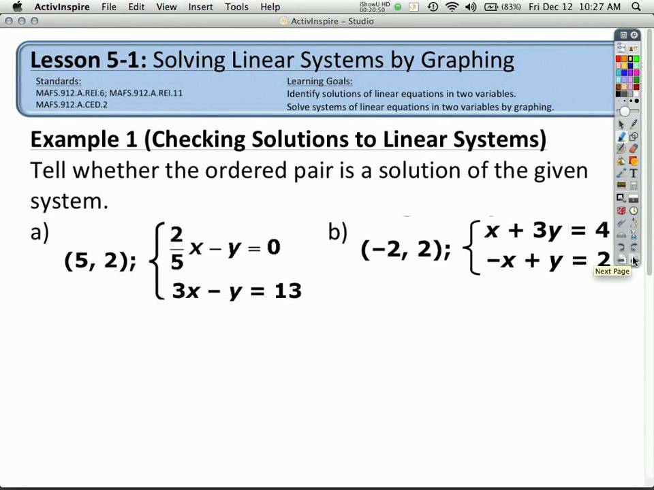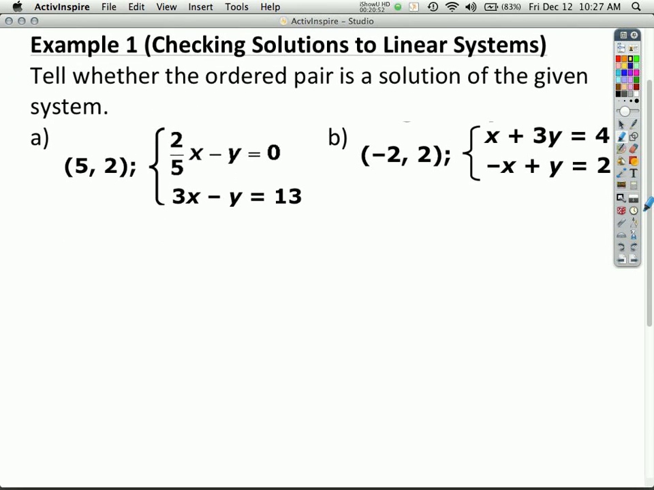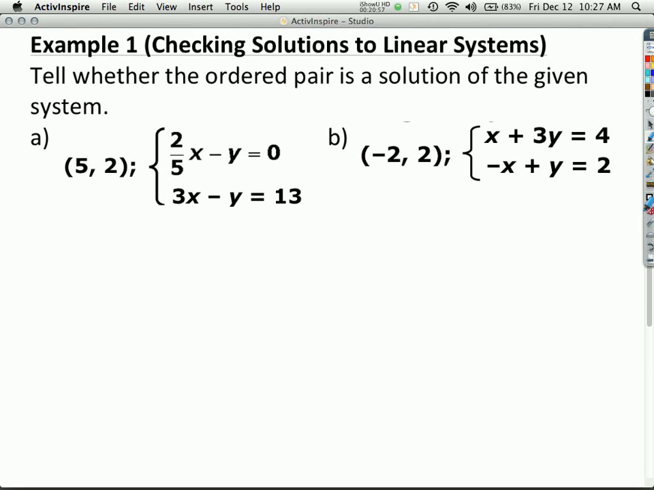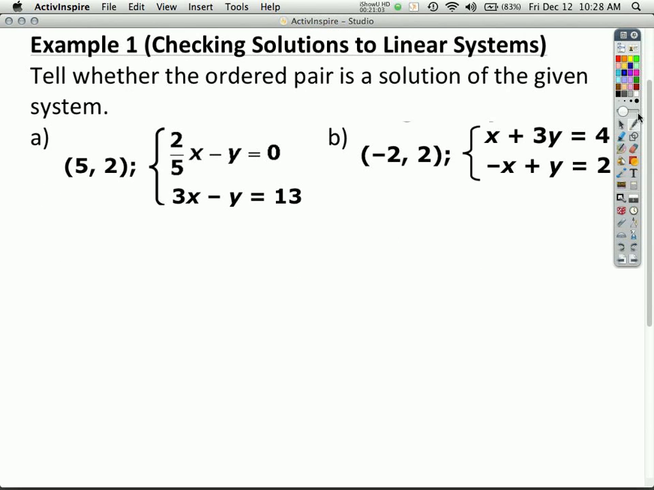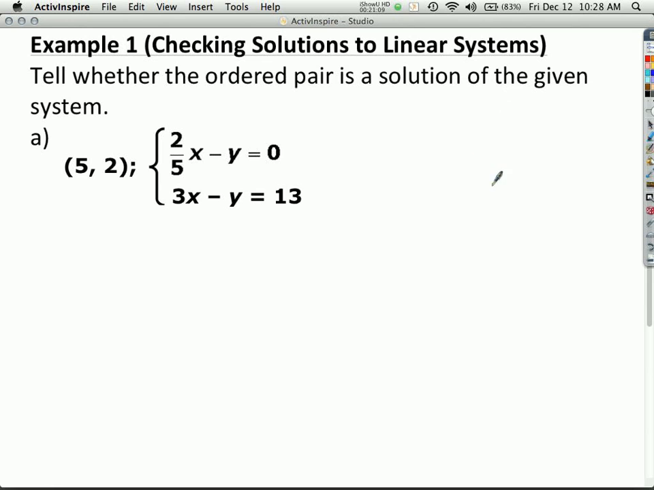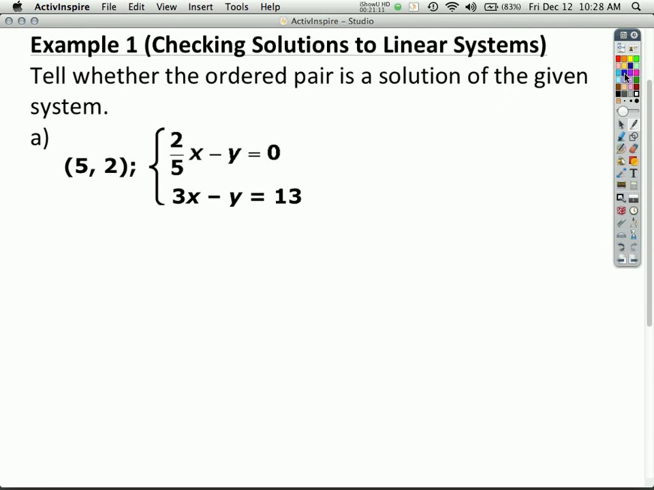So here we go. Example 1, checking solutions. The instructions are going to say something like this. Tell whether the ordered pair is a solution of the given system. Let's make sure we're not distracted by part B. Let's just get rid of this for a few minutes.